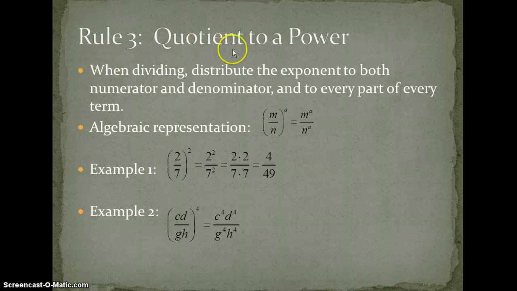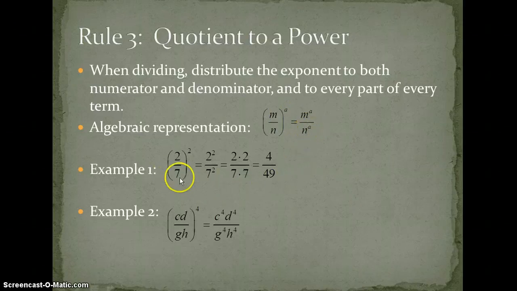Rule number 3 is quotient to a power. When dividing, distribute the exponent to both the numerator and the denominator and to every part. Here it is algebraically, m divided by n, all raised to the a power. So the m gets the exponent, as does the n.